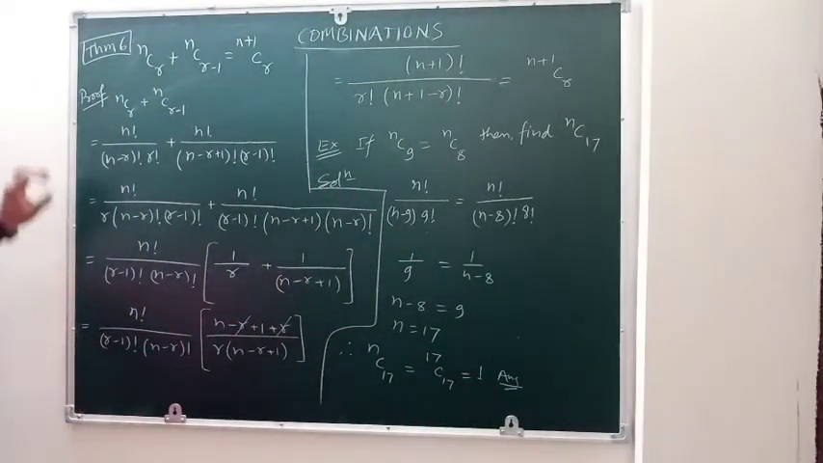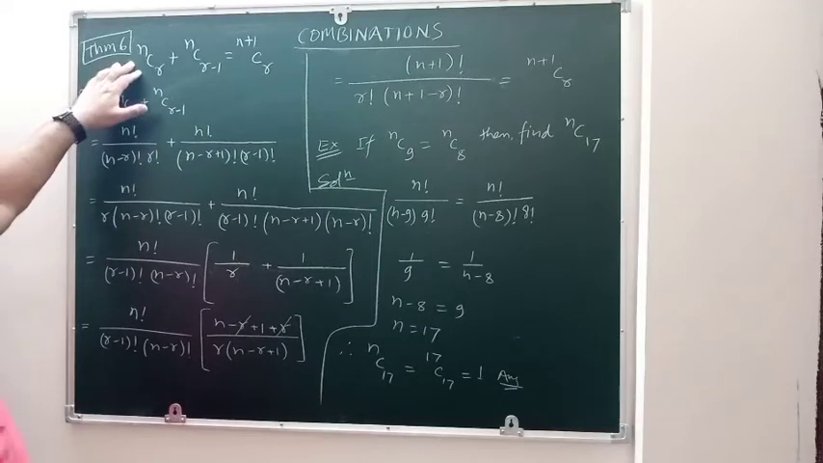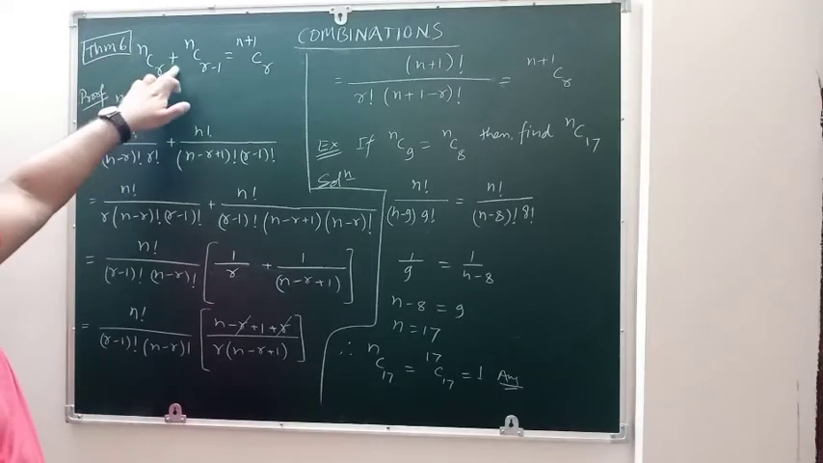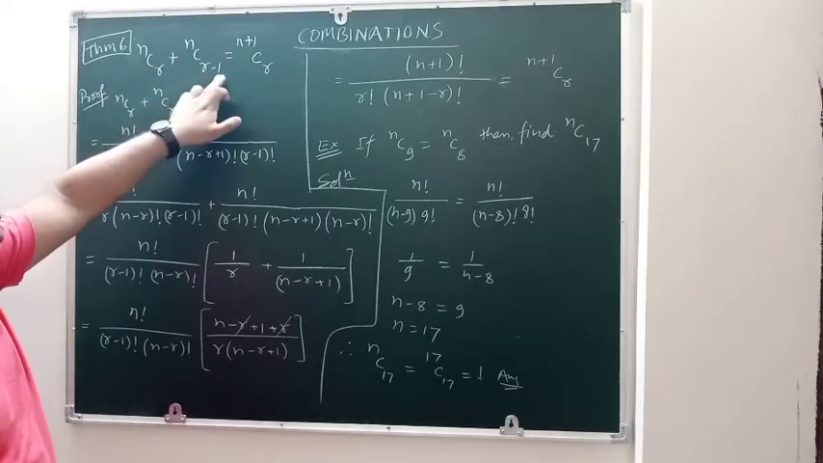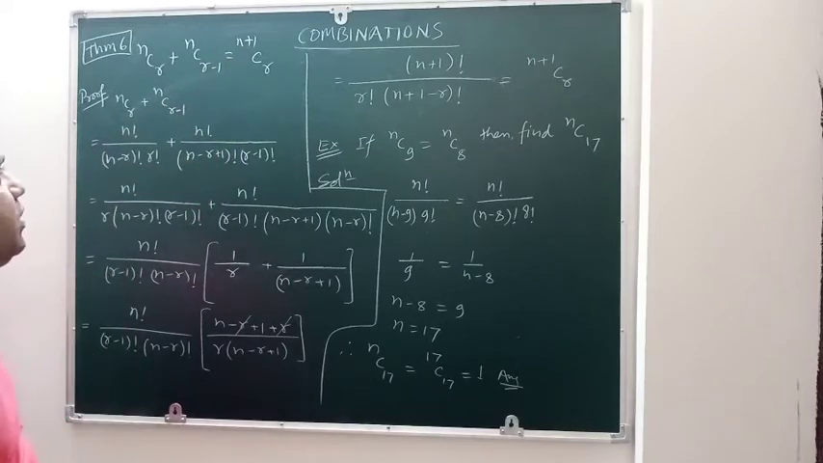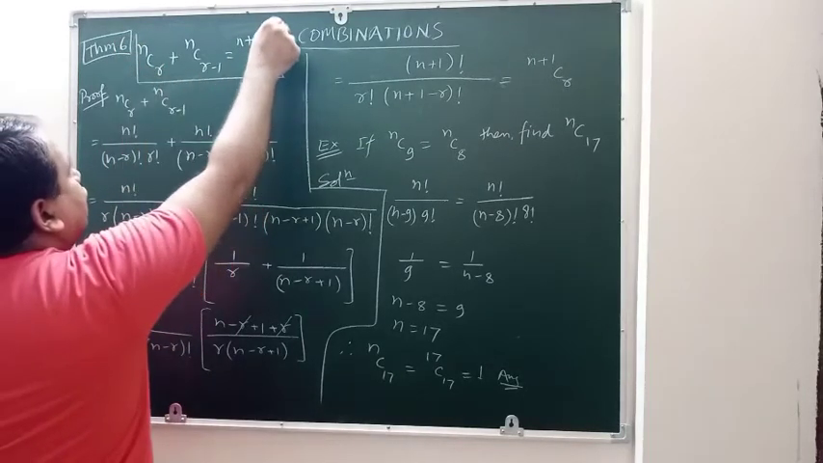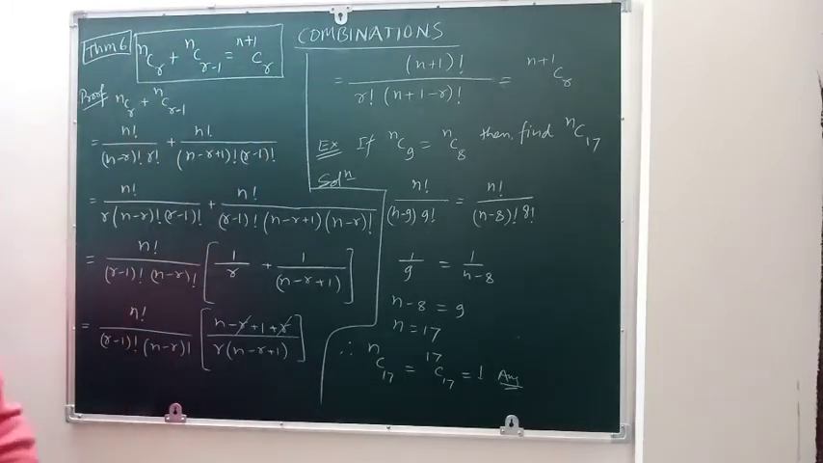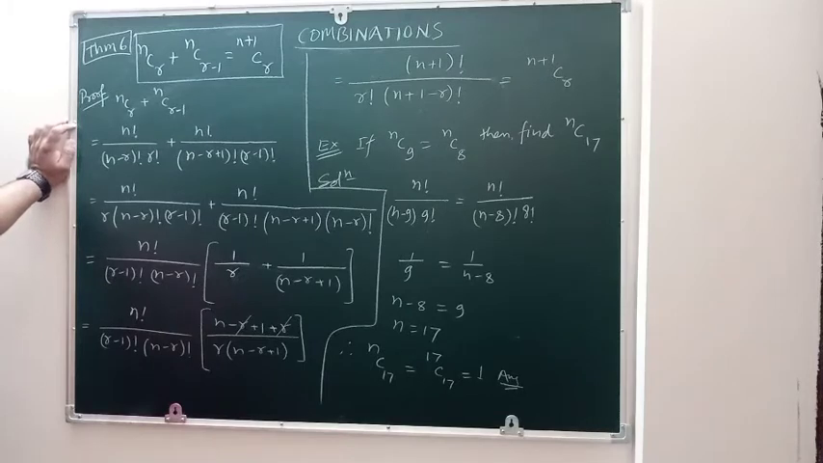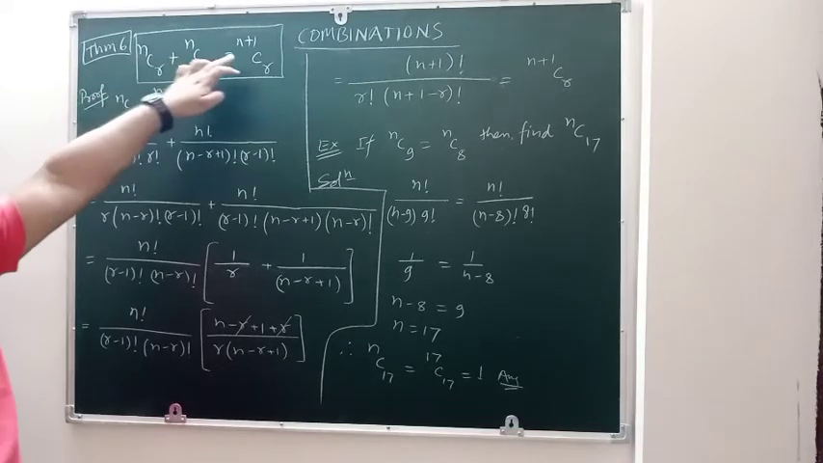Now theorem 6 states that nCr plus nC(r minus 1) is equal to (n plus 1)Cr. This is one of the very important formulas we are going to use while solving questions. Whenever we come across this, we will use it as a formula. I have written the proof over there, how we can get this plus this is equal to this.